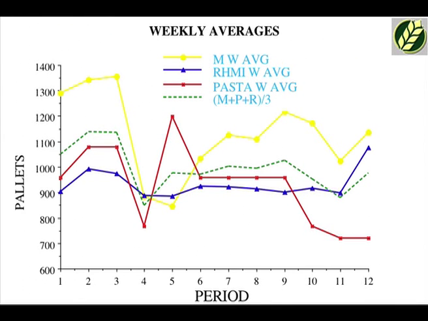So here we have a graph showing the weekly number of pallets over a period of 12 months for McDougall average in yellow, Rank Hovis McDougall Ingredients in blue, Pasta in red, and the average of the 3 in green. You can see it looks quite peaky.